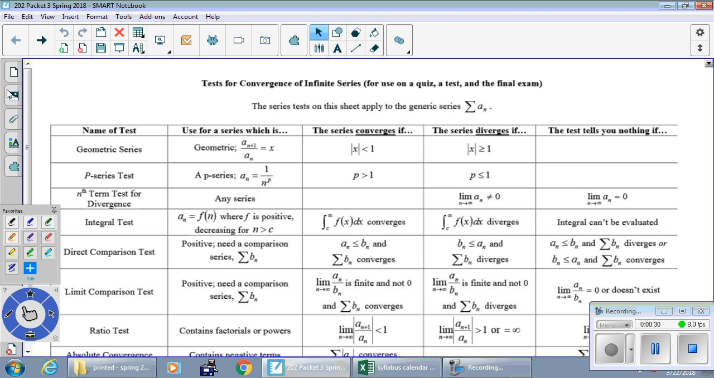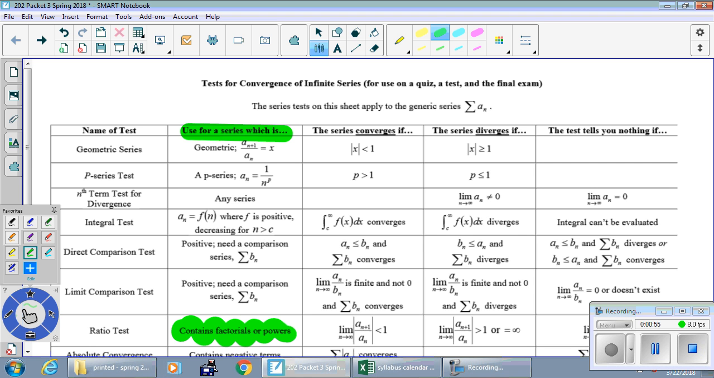So on the very first page, the test for convergence of infinite series, let's just look at one row to get a sense of what this table is telling us. How about, for example, the row with the ratio test in it? Not that one, but this one right here. So what are we looking for to use the ratio test? Well, it says you use it for a series which contains factorials or powers. So that's what we're looking for. If you see a series with factorials or powers, the ratio test is a good tool to try.